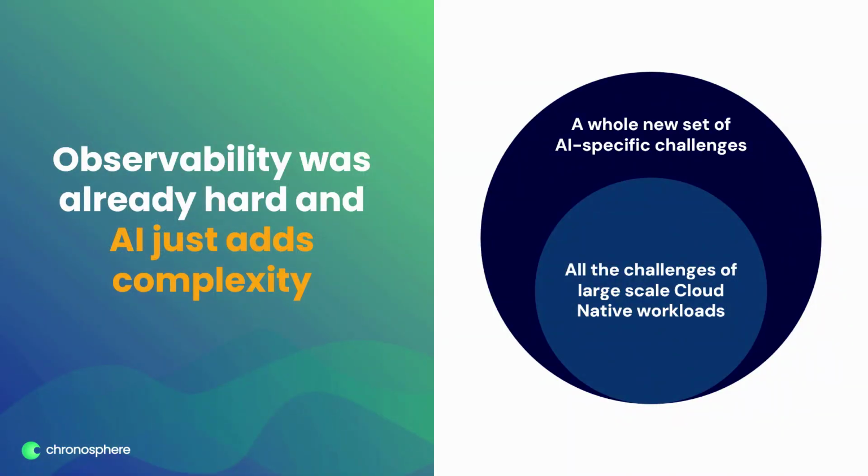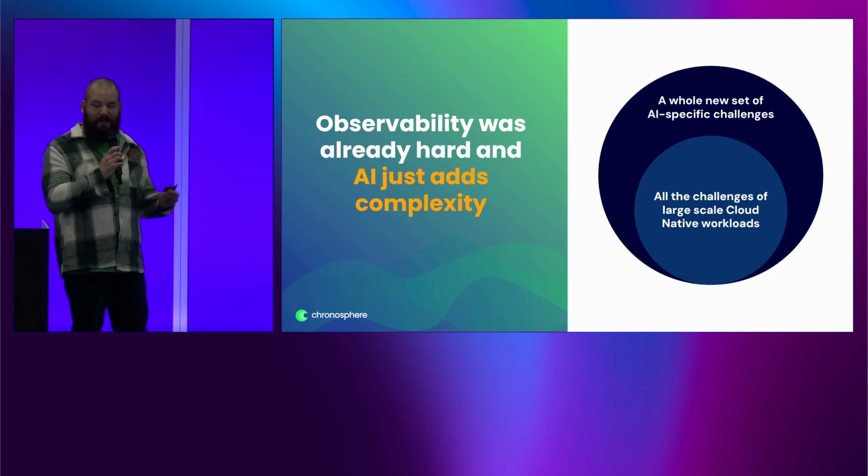And across the board, one thing to highlight, observability has always been hard, continues to be a struggle, and AI is just adding complexity, adding a layer on top of that. All of your existing large-scale cloud-native problem patterns definitely still exist and are at the core of AI observability use cases.